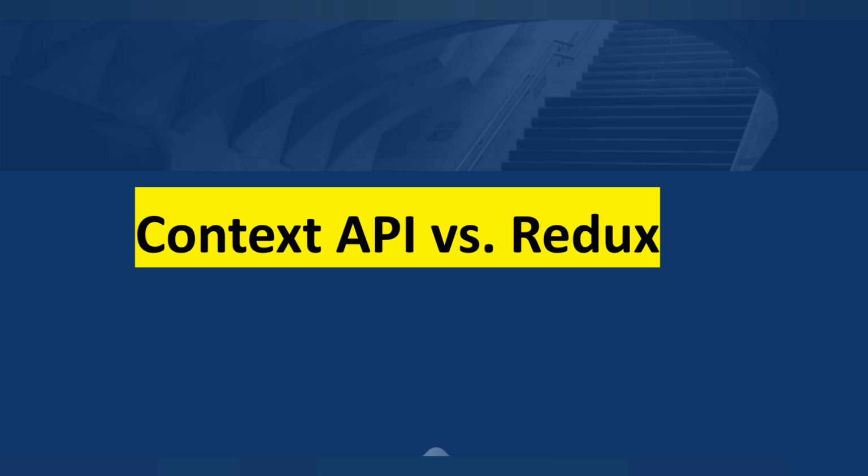Next one is middleware. Context API does not have built-in middleware support. Redux supports middleware, allowing you to handle side effects like API calls more easily.